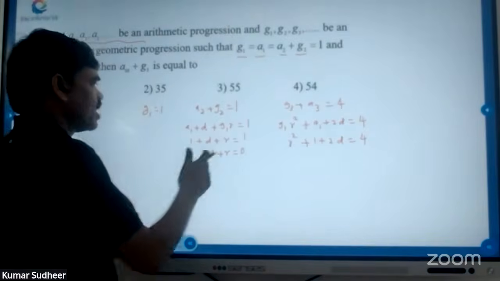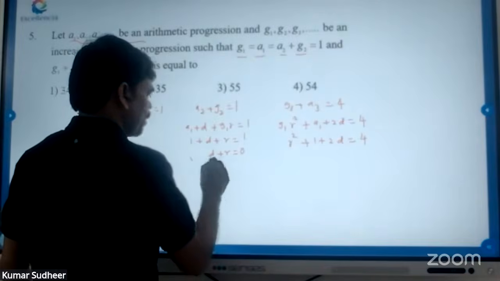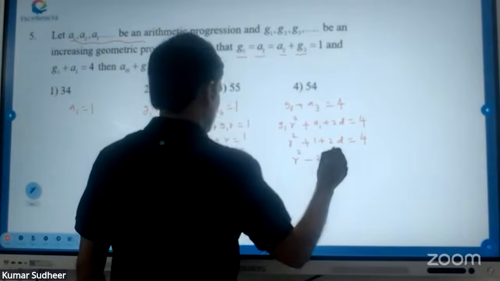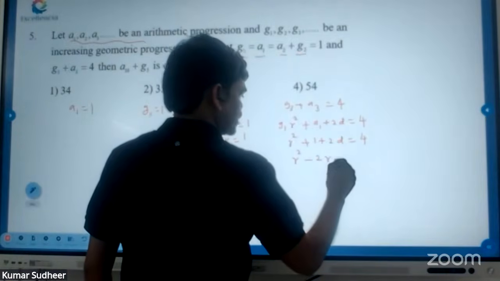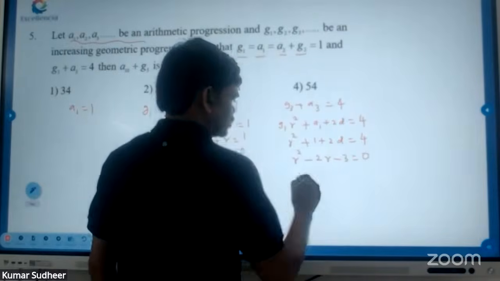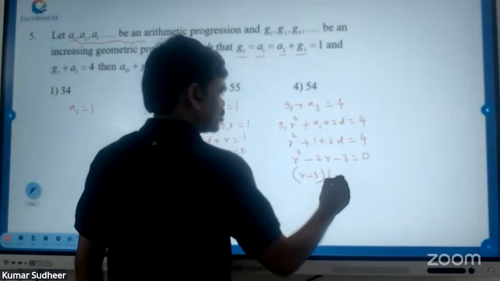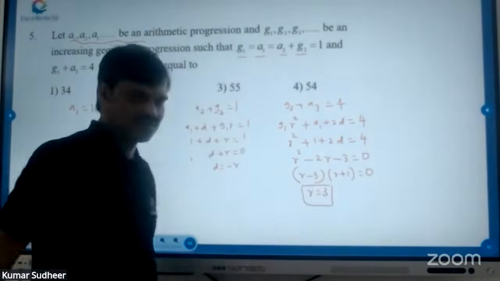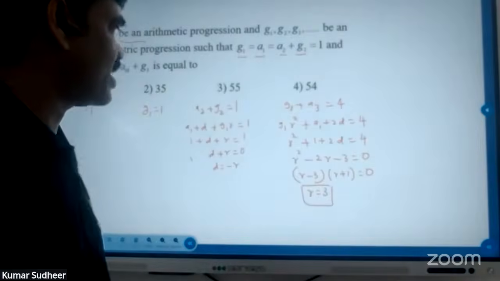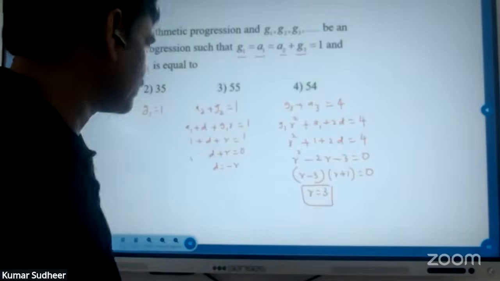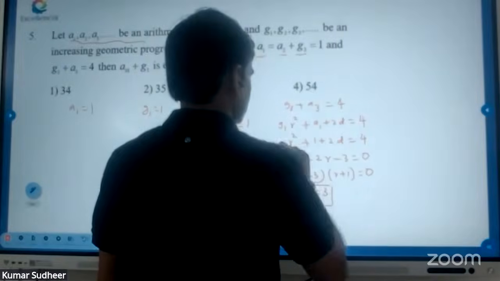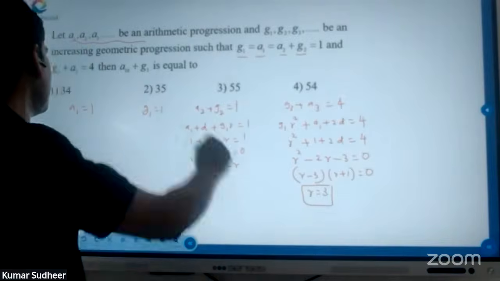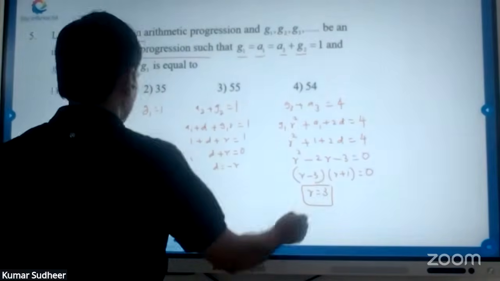So let us do one thing. I will go for D is equal to minus R. When I substitute, R squared minus 2R, and this comes here, plus minus 3 equal to 3. So it is R minus 3 into R plus 1 equal to 0. R value we directly got, R equal to 3, since D equal to minus R is substituted. Another value is R equal to minus 1. Anyway, it is given that it is an increasing geometric progression. So R equal to 3.